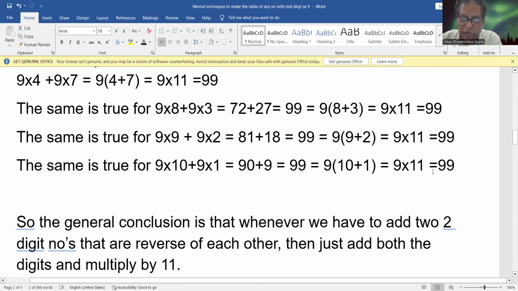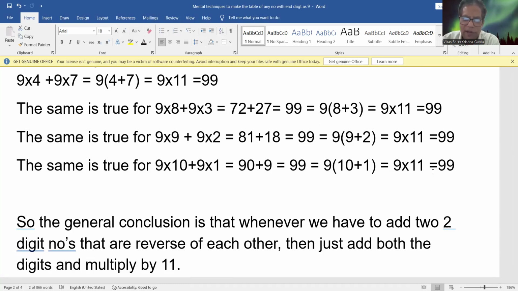Now, what conclusion can we draw from this? The conclusion is that when you add any two two-digit numbers which are reverses of each other, here in the table it is 27, 36, 45, but even otherwise, if you have to add such numbers, what you do is just add both the digits and multiply by 11.